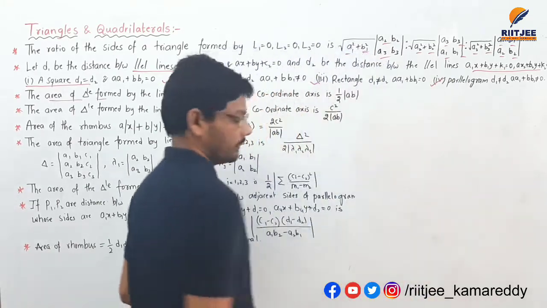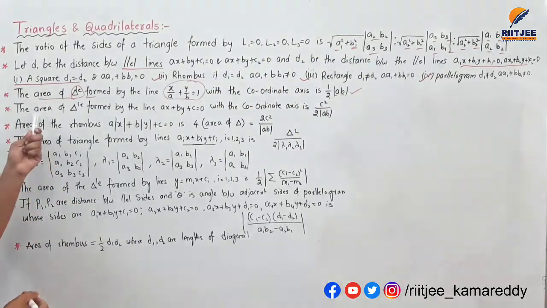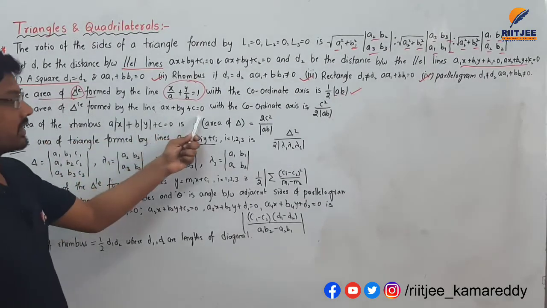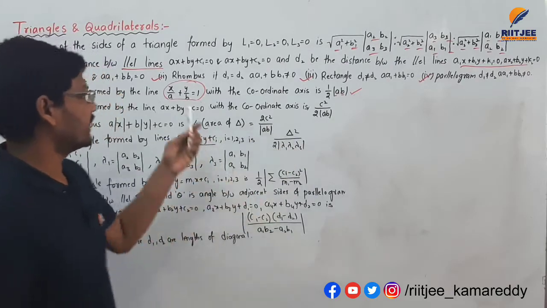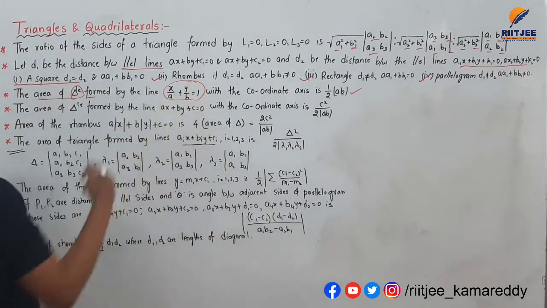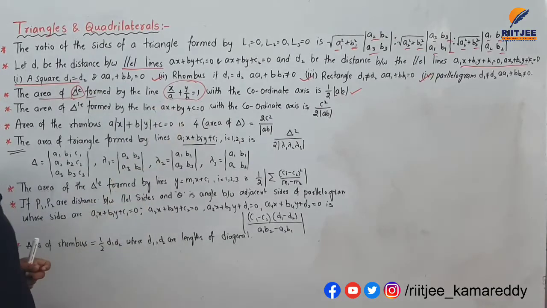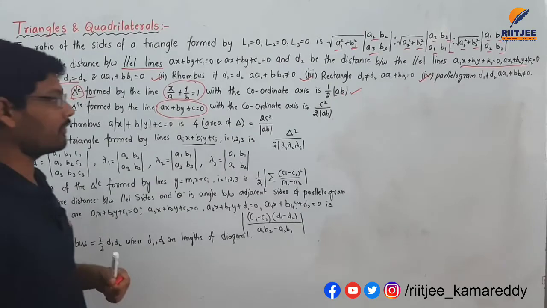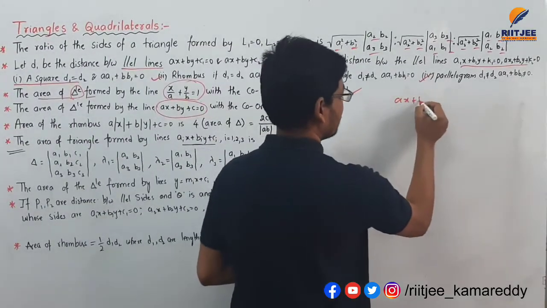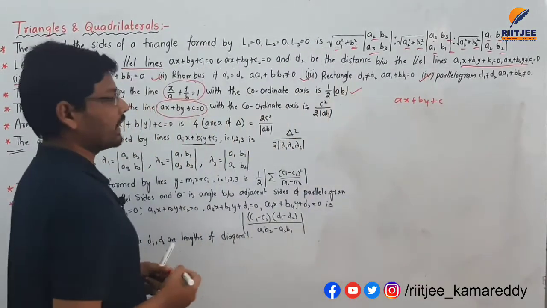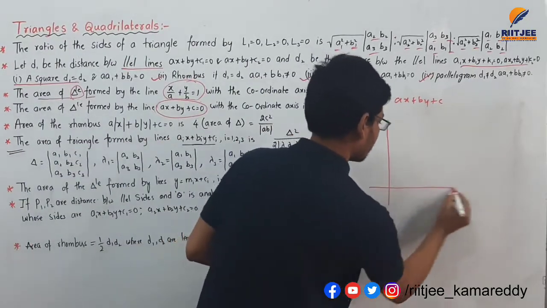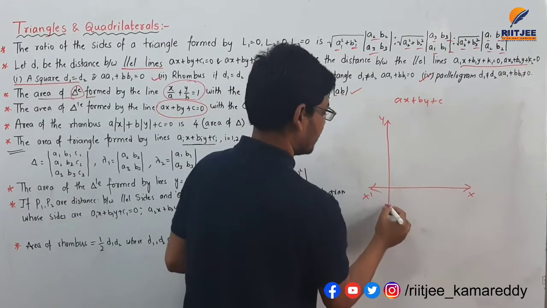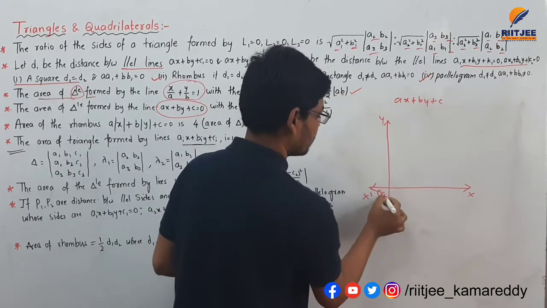And the next point is the area of the triangle formed by the line ax plus by plus c is equal to 0 with the coordinate axis. In the last case the straight line equation was given in the intercept form, but in this case the straight line equation is given in the general form, that is ax plus by plus c is equal to 0. Here I am taking the coordinate axes, x dash and y dash. The intersection of these two axes is the origin 0 comma 0.